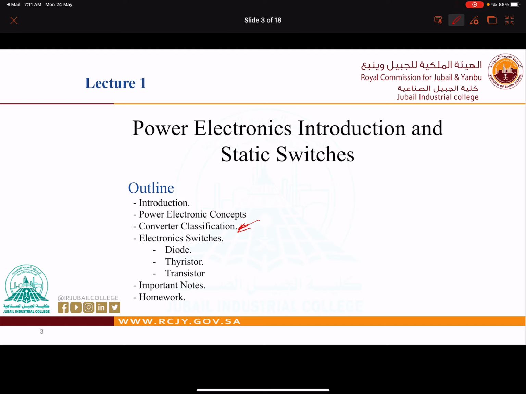We will show you important notes for the transistors, and we will go through homework, and this homework is not required to be submitted. I'm just going to give you questions. You need to answer them by yourself, so it is not required in the course. This is just to make you practice more about power electronics.